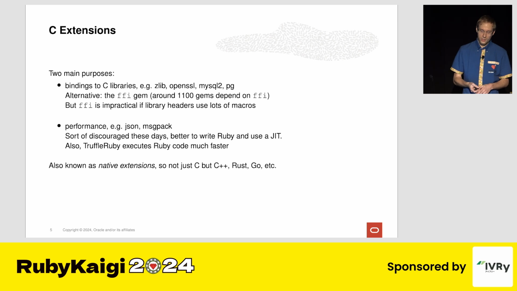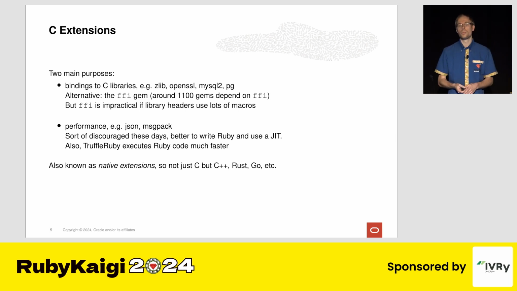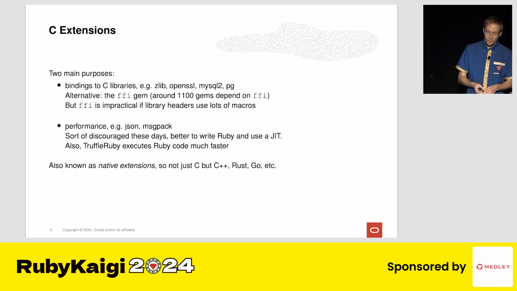And the second purpose of C extensions is to improve performance, because sometimes Ruby code is too slow. For instance, we have JSON and MessagePack. They both have a C extension to speed up serialization. But this is kind of discouraged these days. You could see this in Maxim's talk, it's less needed, and maybe even more so on TruffleRuby, because you execute Ruby code so fast, it's not that advantageous to write a C extension, and it's much higher maintenance.